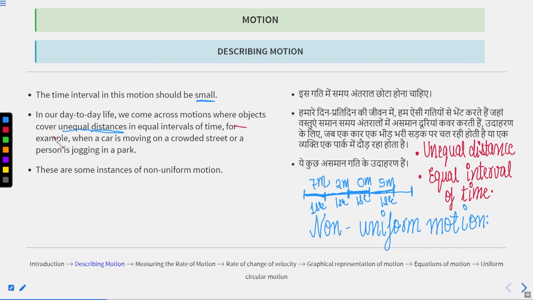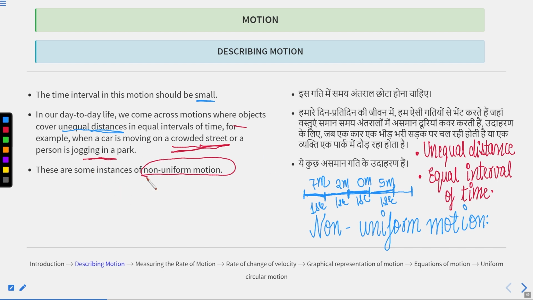When an object covers unequal distance in equal interval of time, for example, when a car is moving on a crowded street, you can't go with the same speed. Sometimes you have to accelerate to increase the speed, and sometimes you have to press the brake to decrease the speed, because it's a crowded street. Or a person is jogging in a park. Sometimes the person will pace up, sometimes slow down. So it is an example of non-uniform motion.